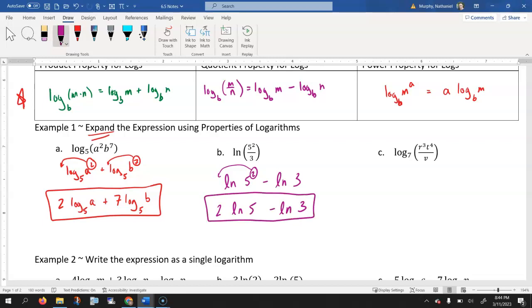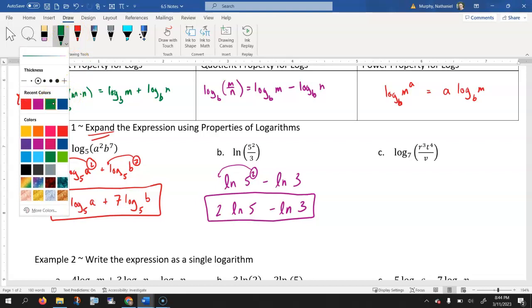How are you doing with this? Do you think you can try this last one on your own? We have both multiplication and division. So if you're feeling up to it, pause the video and see if you can try this one and get it on your own. If you're not feeling up to it, go ahead and just listen on through, and I will talk you through it.